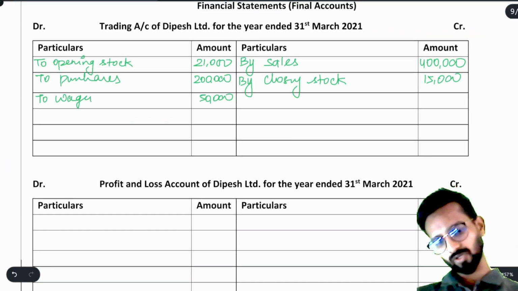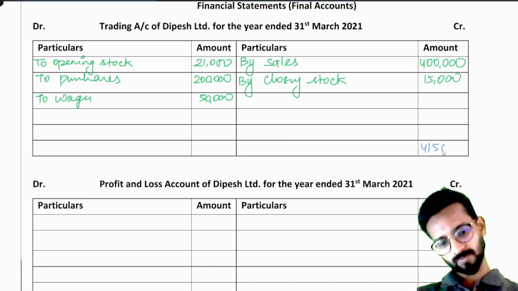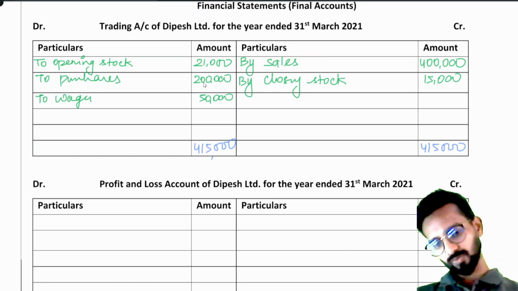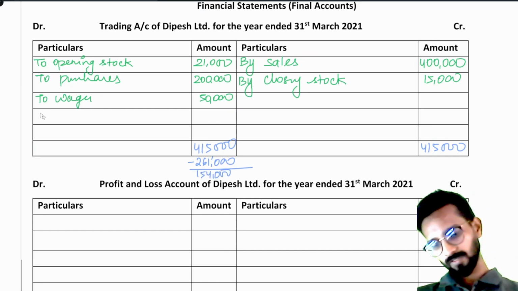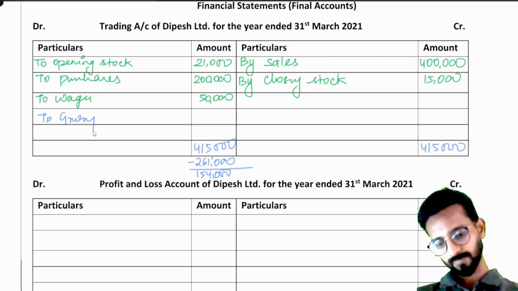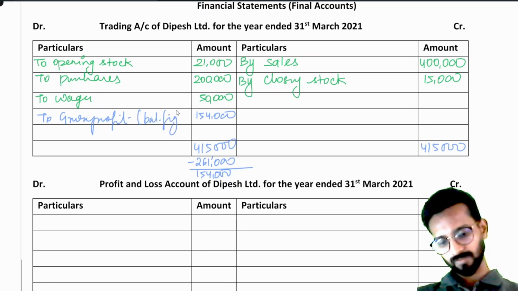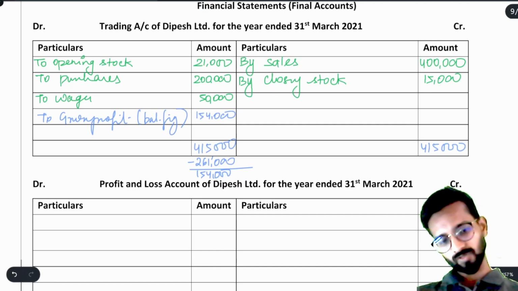Before that, we will find out the gross profit. Total is here 4,15,000. So here also it should be 4,15,000 only. 2 lakh, 250, 260. So total is 261,000. Subtracting it from 4,15,000 will give you 1,54,000. So gross profit 1,54,000. This is nothing but your balancing figure. Simple. Where will we transfer this? You already know, in the profit and loss account to calculate net profit.